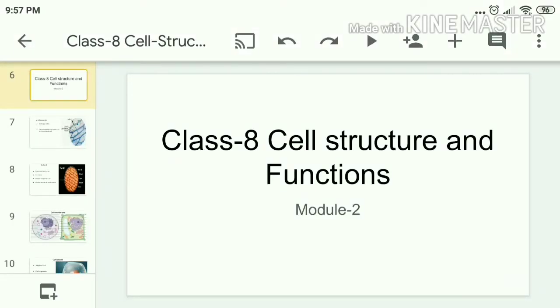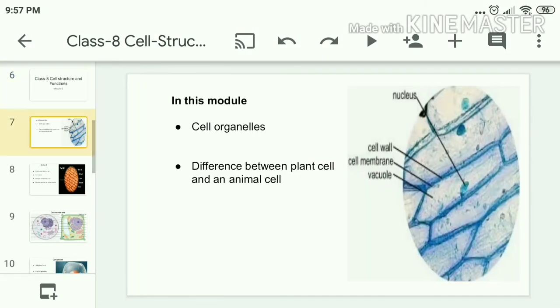Good morning, children. Already in the previous module, we observed the plant cell and animal cells under the microscope. Today in this module, we are going to discuss different organelles. That means organelles are nothing but different parts.